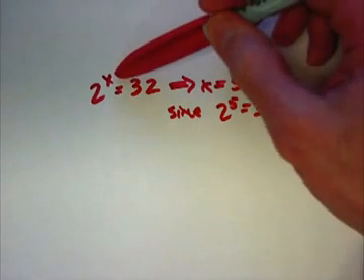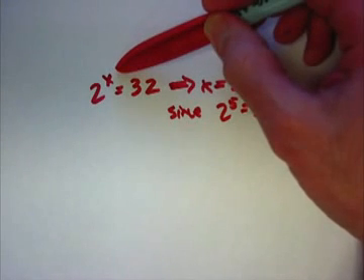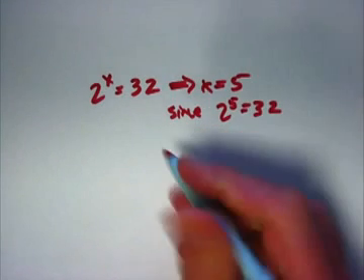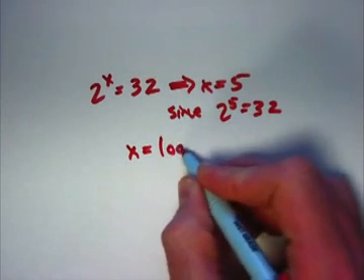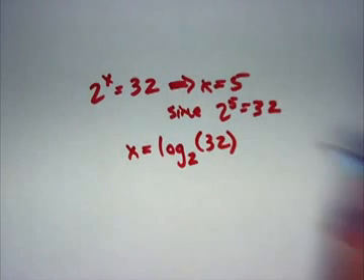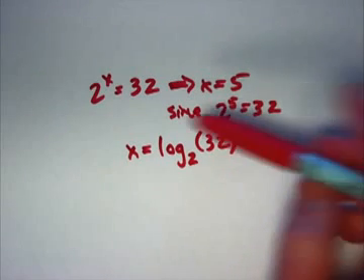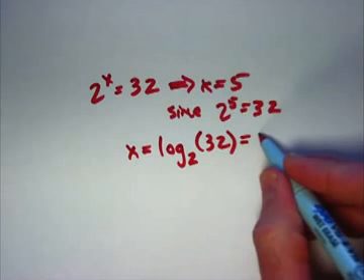Notice this is similar to the equation 10 to the x equals 40,000. The unknown is in the exponent. The x, the answer, which is 5, can also be written as a logarithm. We can also write x equals log base 2 of 32. And since 2 to the 5th equals 32, we say log base 2 of 32 equals 5.